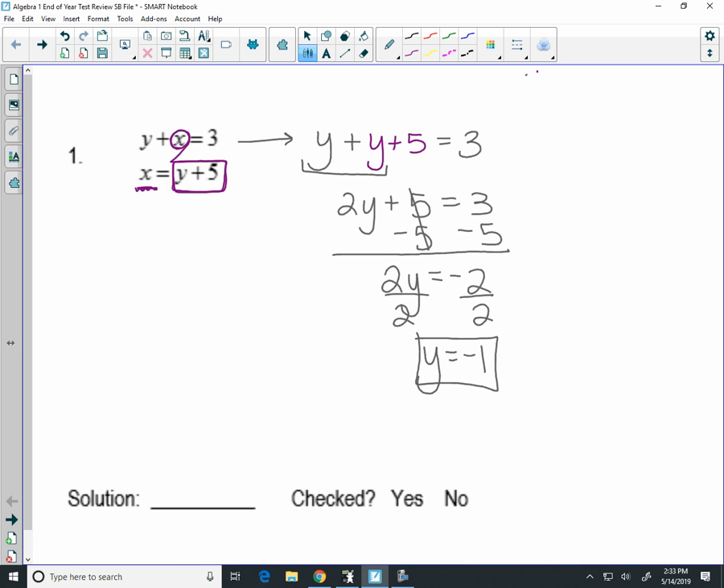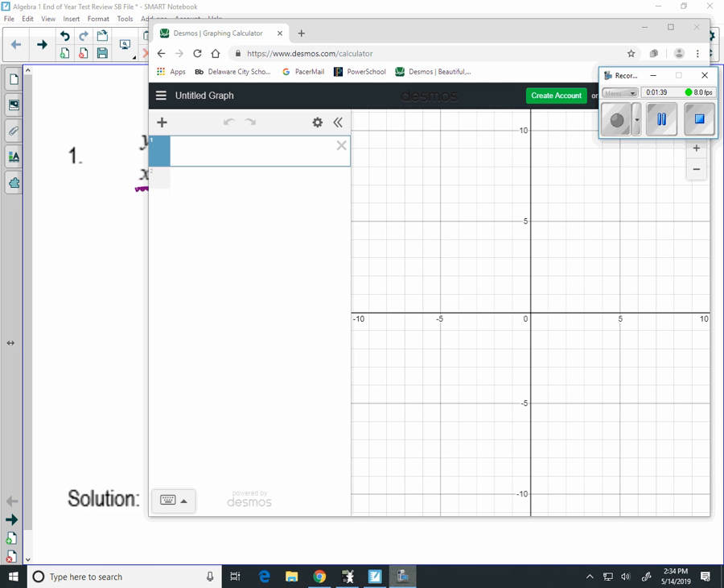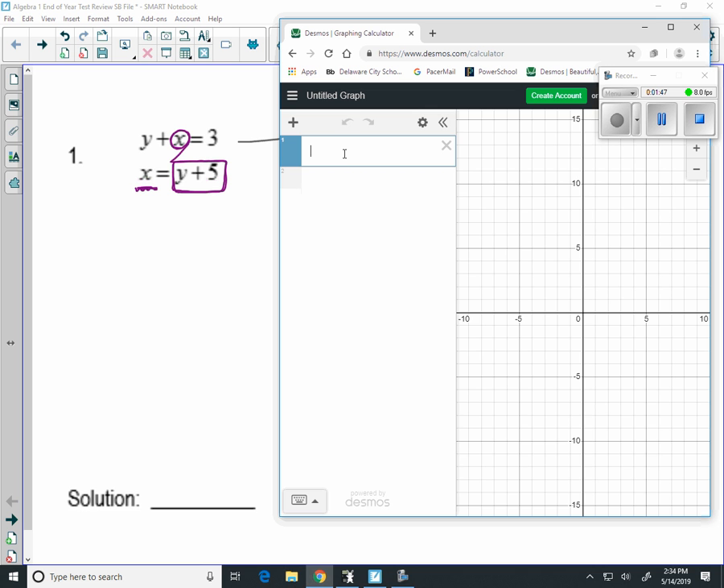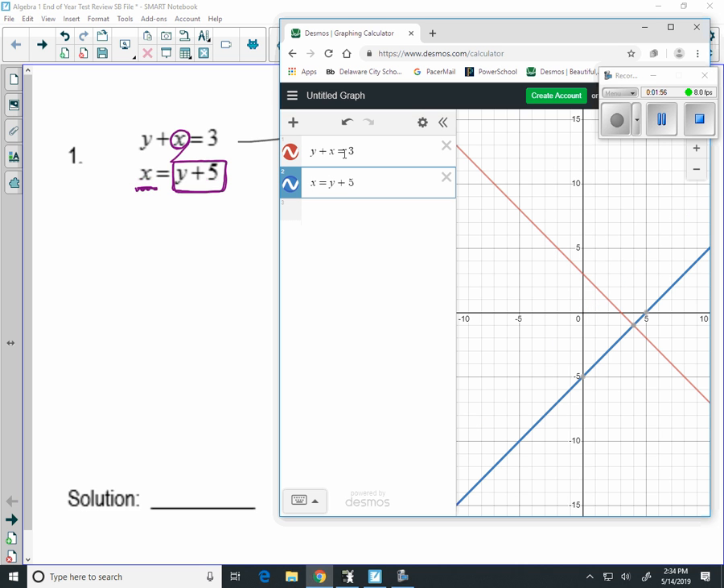Now, when we were working on these in class, we talked about how you can check them at any point. So you can wait till the end to check, or you can go ahead and start your problem by putting your system of equations into Desmos. Since I haven't done that yet, I'm going to go ahead and do that. So I have Desmos all pulled up. I'm going to move it over a little bit here so you can see the equations that I'm working with. And I have y plus x equals 3 and x equals y plus 5. And they cross at 4, negative 1. So that confirms that negative 1 that I found.